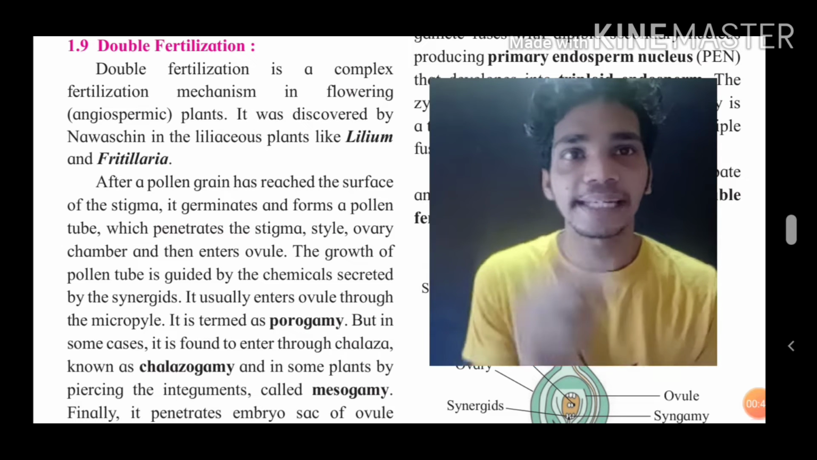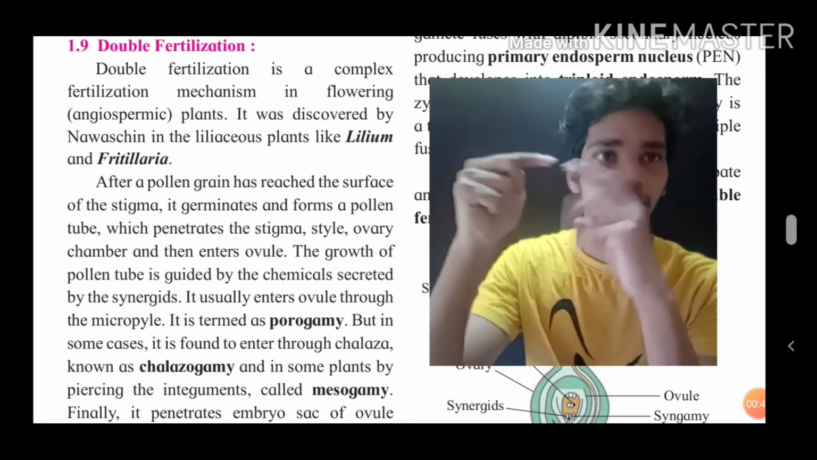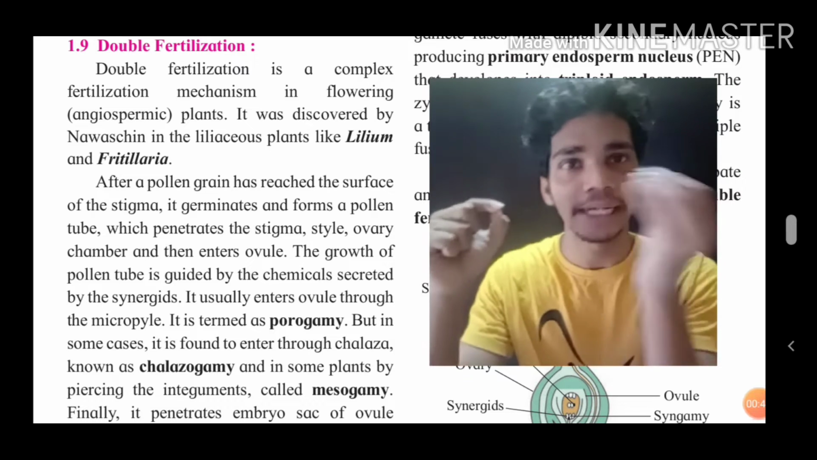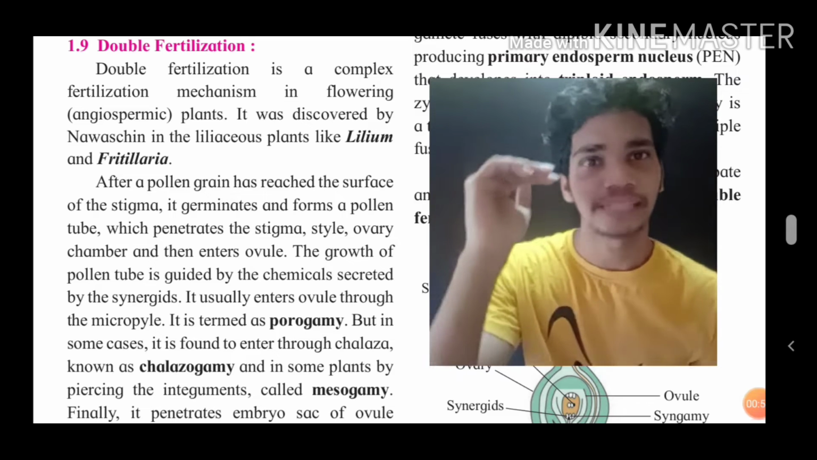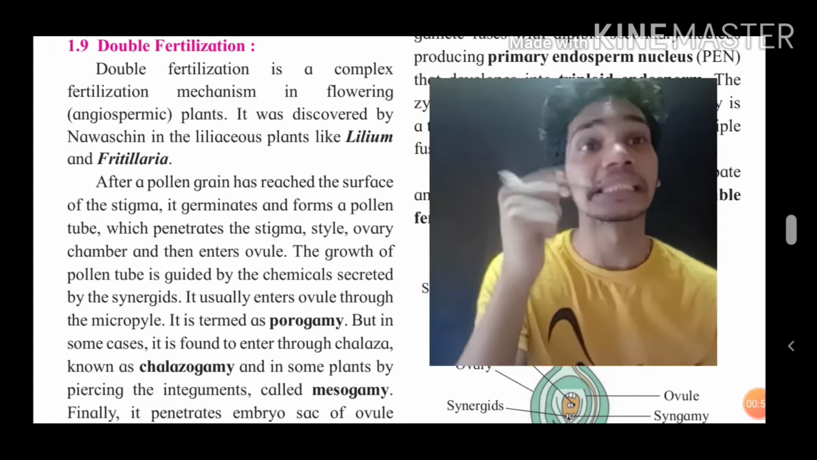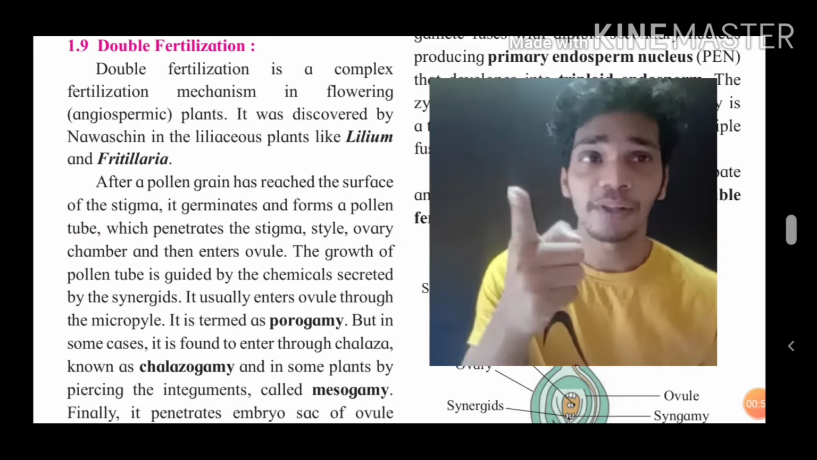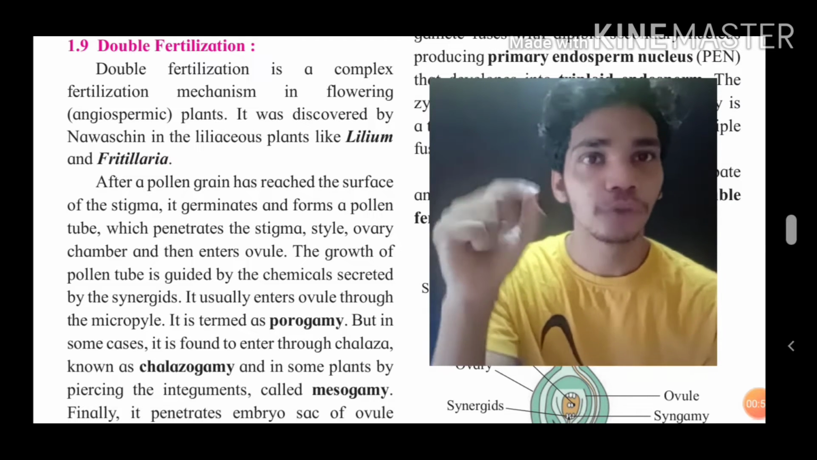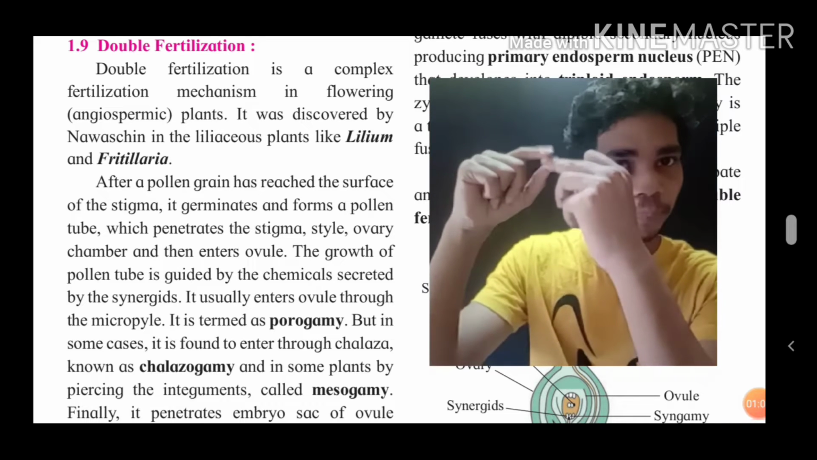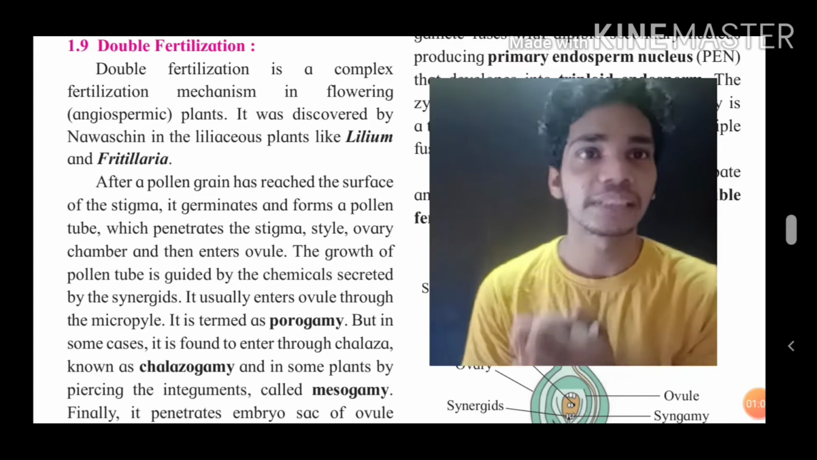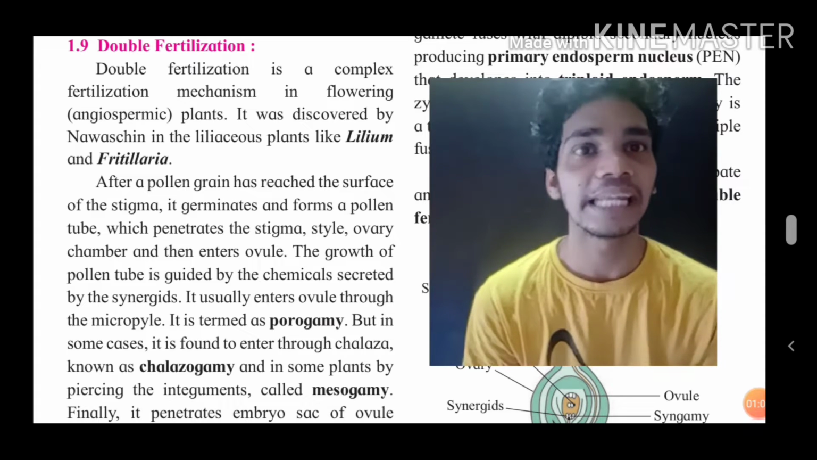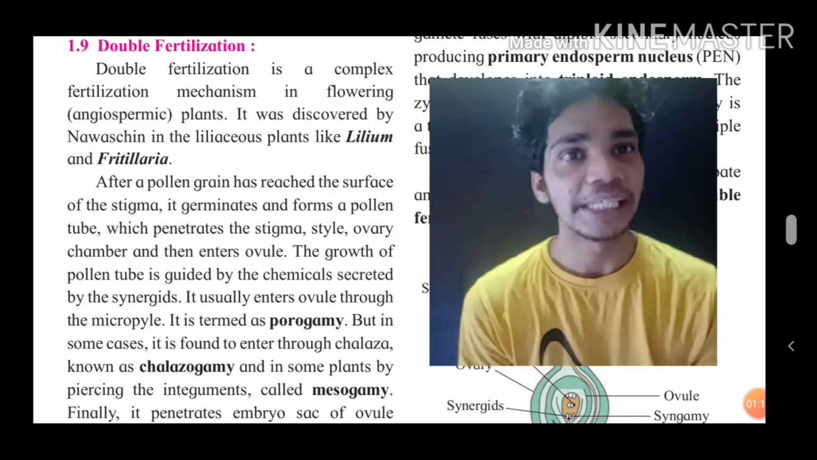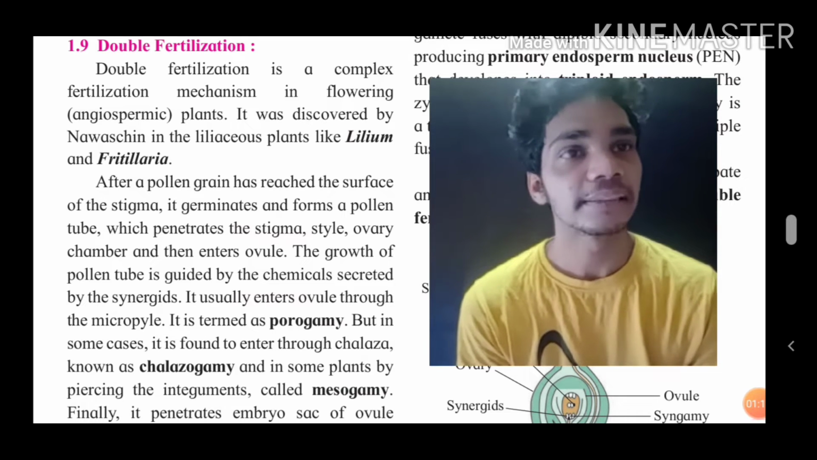After a pollen grain reaches the surface of the stigma, or simply, pollen from the anther gets deposited on the sticky surface, the stigma, it starts germinating because it gets nutrition from the stigma, the mucilage there. It forms a pollen tube which penetrates the stigma, travels through the style, reaches the ovary chamber and then enters the ovule. The growth of the pollen tube is guided by the chemicals secreted by the synergids.